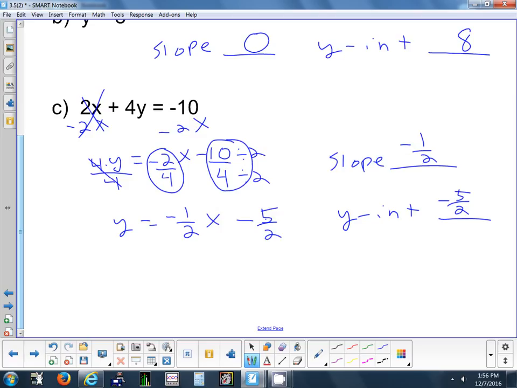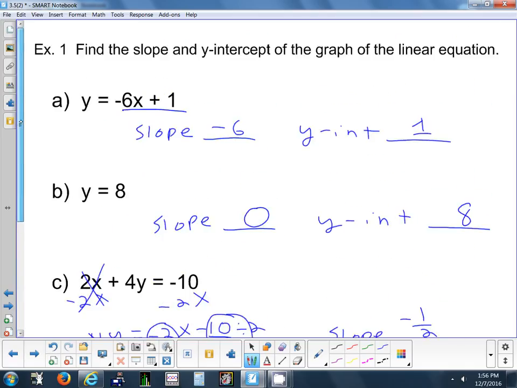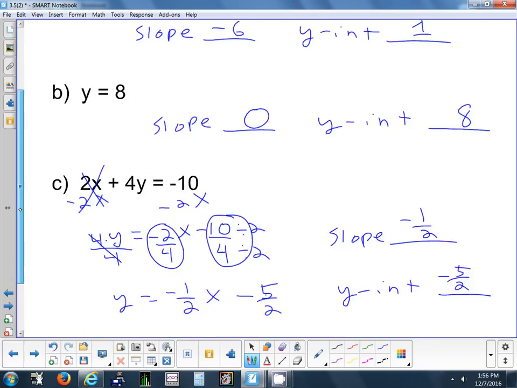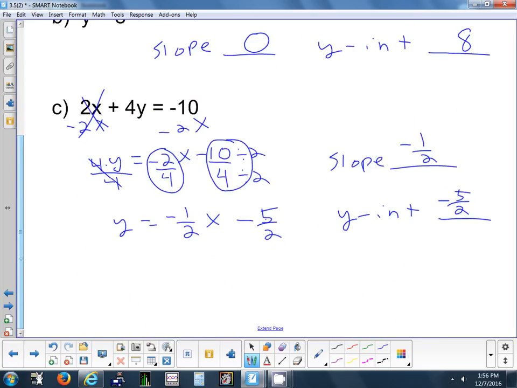Well, what's 5 divided by 2? You had $5 and you gave it out to 2 people. 2.5, right? This is negative 2.5, okay? But they didn't ask us to graph it, so we don't have to change to a decimal. Okay. Any questions on finding the slope and y-intercept?